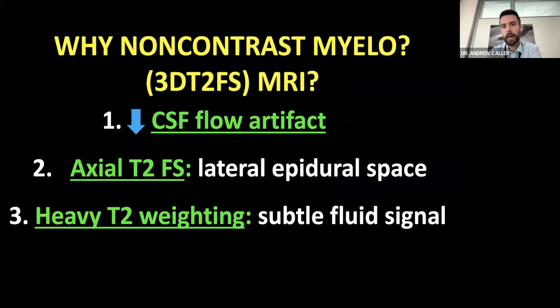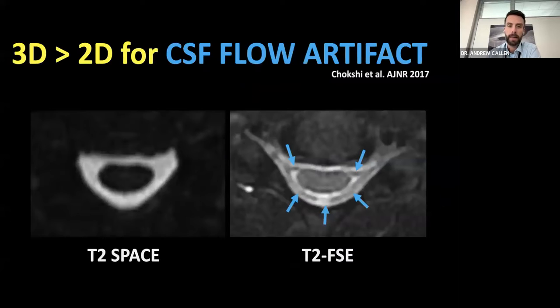So when we want to evaluate the spine, we want to perform spinal MRI. And really, we think that a 3D T2 fat-saturated MRI, also called non-contrast myelography, is the best study to do this. And I'll make that argument in three main ways. Number one, decreased CSF flow artifact. Number two, the presence of axial T2 fat-saturated sequences, which are not acquired on routine spine MRI. And then finally, heavy T2 weighting.